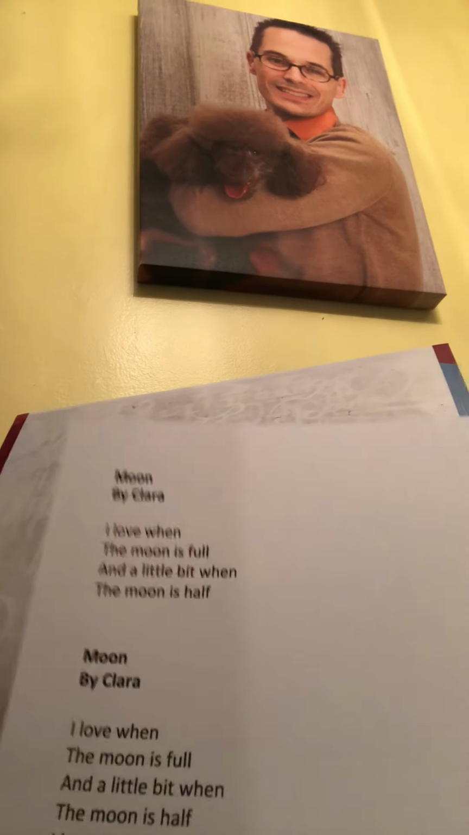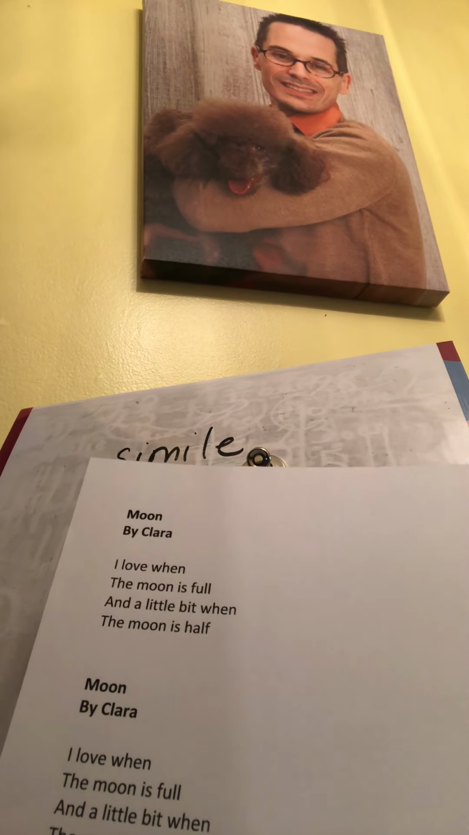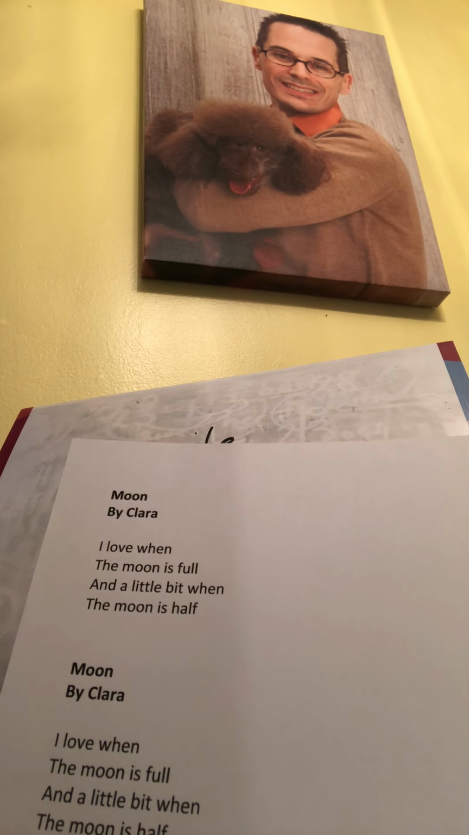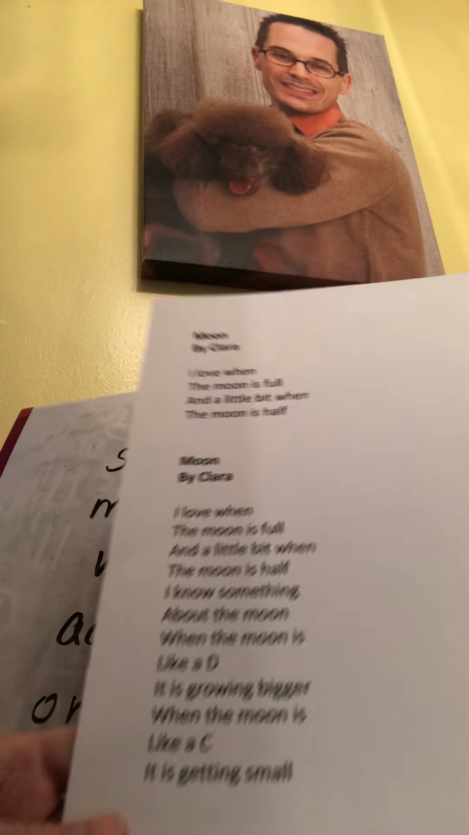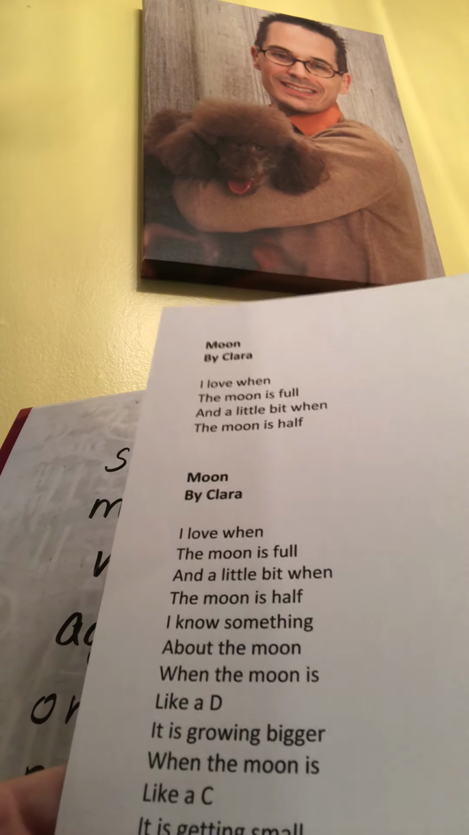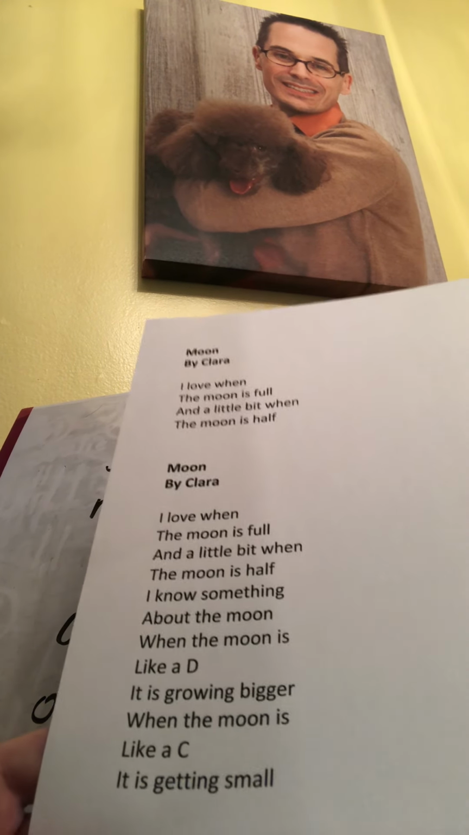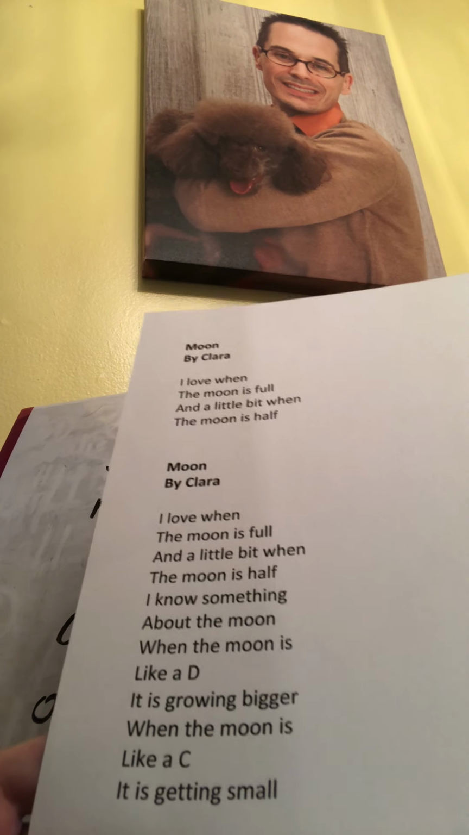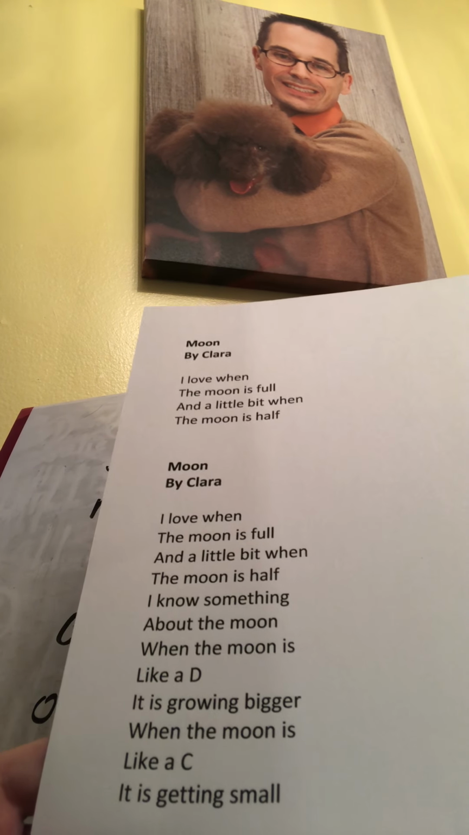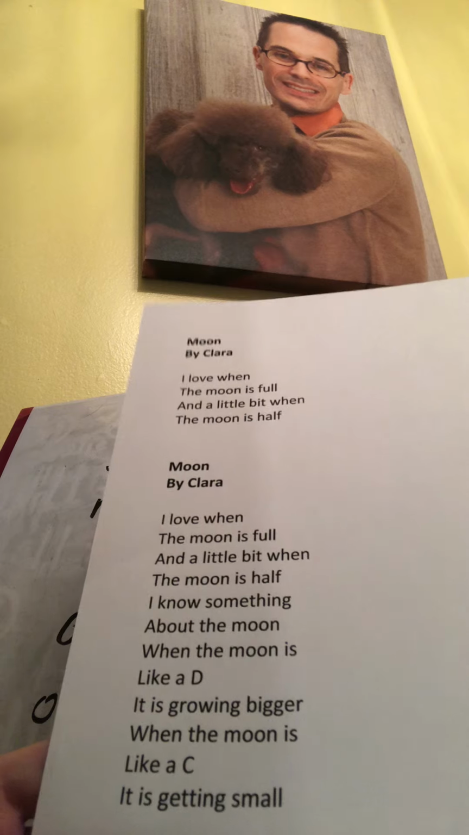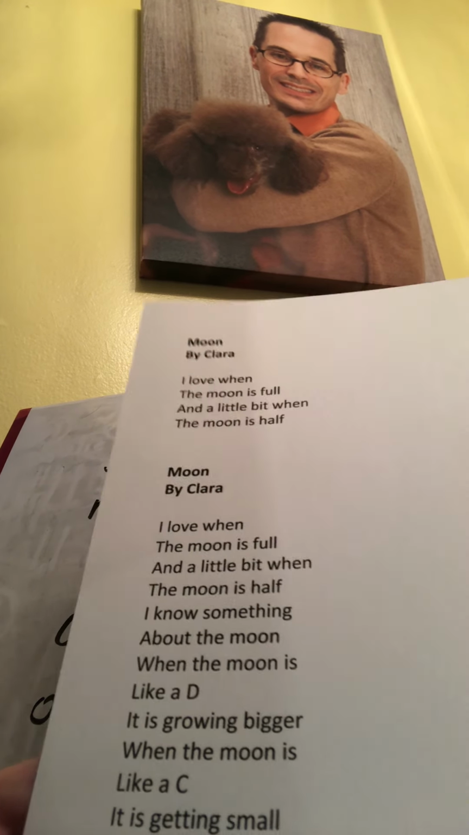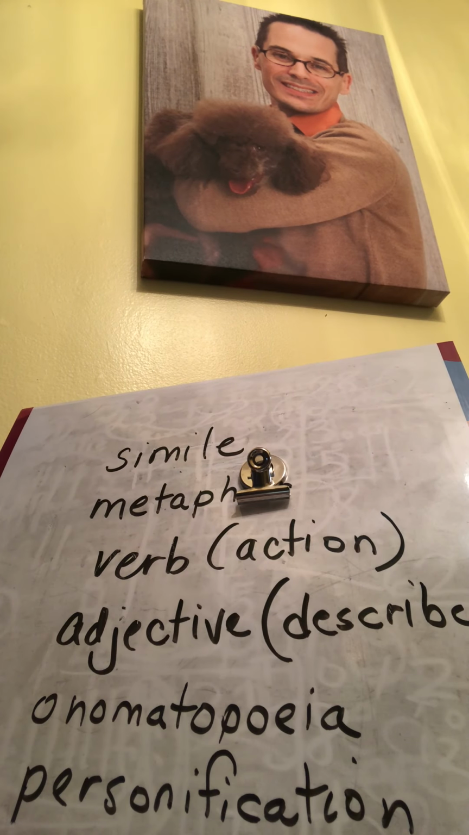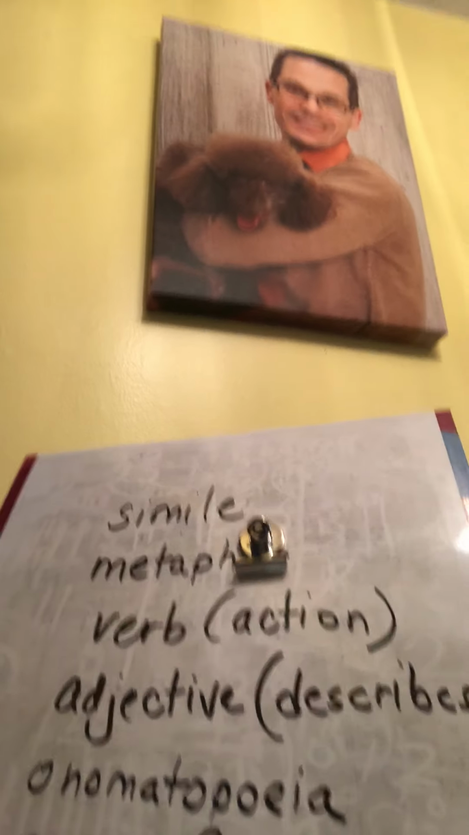Look at this poem about the moon that was written by someone named Clara. The first draft of the poem, it says, I love when the moon is full and a little bit when the moon is half. Now that was a nice poem, but look how she added to it. I love when the moon is full and a little bit when the moon is half. I know something about the moon. When the moon is like a D, it is growing bigger. When the moon is like a C, it is getting small. So she added some more details that can really make that picture in the reader's mind.